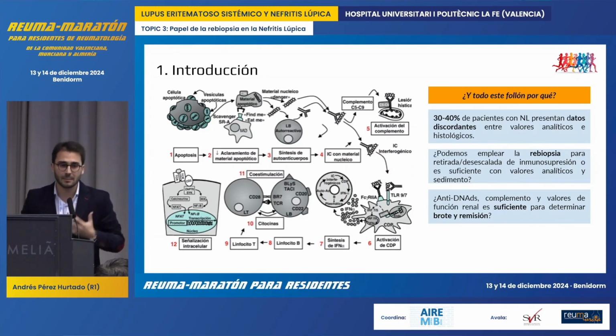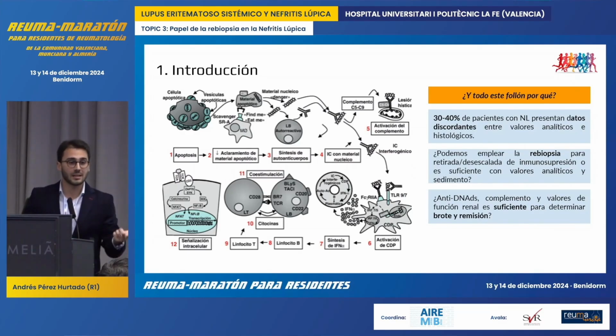That is, maybe in lab tests we see that they have an active sediment, a bit of proteinuria, but if we perform a biopsy, that patient is in remission. I mean, in remission in the sense that there is no inflammatory activity. There's only chronic damage. These are residual changes after previous activity in lupus nephritis.